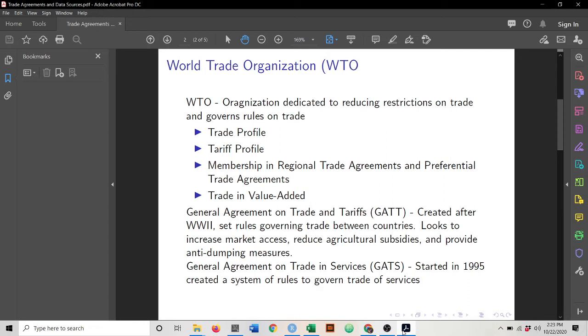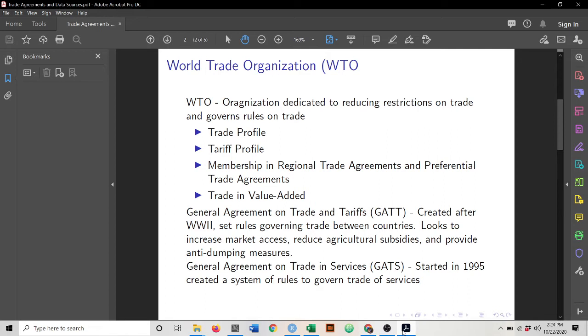Again, this is going to be really nice. This will be a great source to use. We're going to see it here in a second. You're going to be able to find a trade profile. That's going to be probably a really nice thing. The tariff profile. So again, this is something that you want to look at here. What's the trade look like, and what are the tariffs and other restrictions that the country has?